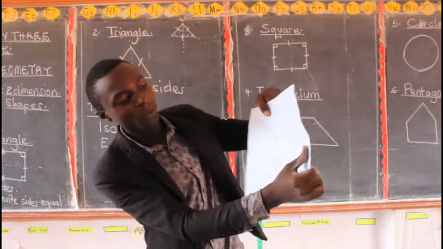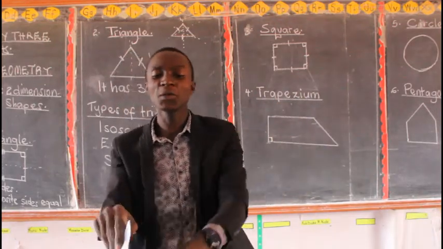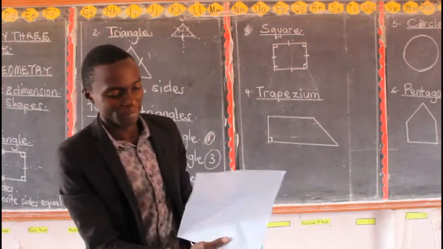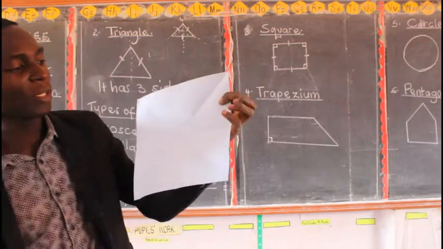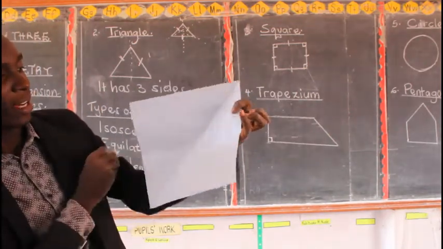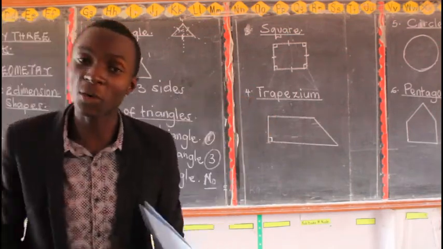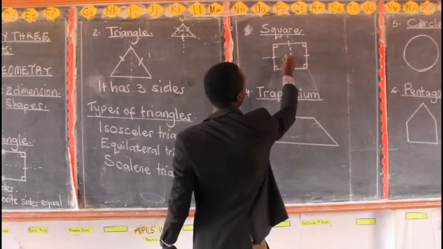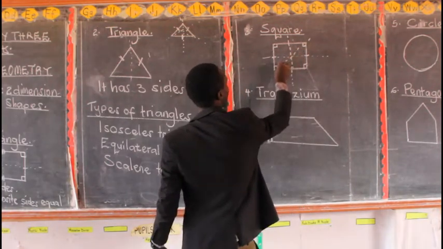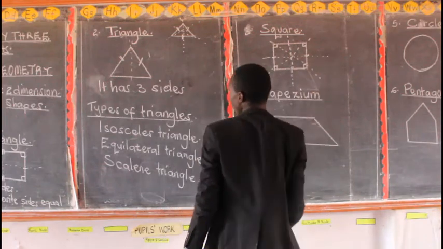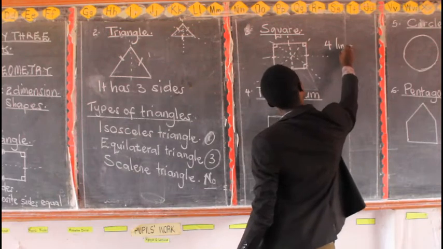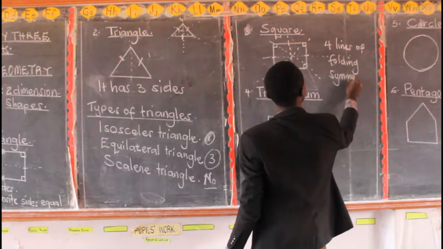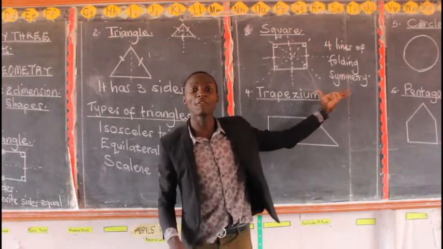How many lines are there so far? We shall count. How about when I fold it like this also? It will also give me a line of folding symmetry. Now after folding, how many lines are there? When you count, you will see that there are 4 lines of folding symmetry. This is 1, this is 2, this is 3, and this is 4. Those are the so-called lines of folding symmetry. So for a square, we'll have this line, that is 1, this one, that is 2, this one, that is 3, and this one, that is 4. So a square has 4 lines of folding symmetry.